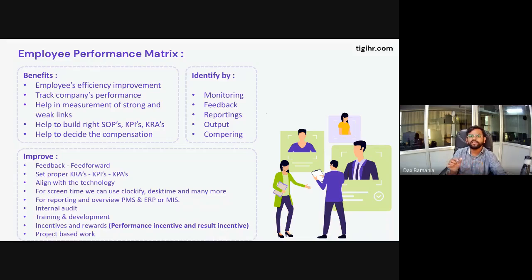So these are the KPIs that we have for our company. About the result, every week we need two closers from each employee. So we have set this: these are the KPIs and KPRs for our company. Then align it with technology.